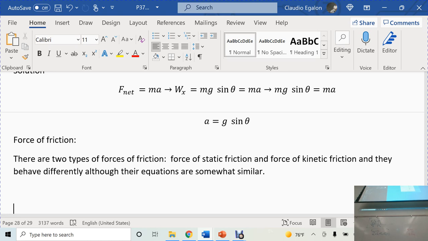So while the object is at rest and I'm applying a force, we have a force of friction that we call the force of static friction. Make sense? While the object is at rest, the force of friction that we have is the force of static friction. When the object starts moving, then it becomes the force of kinetic friction. And those two forces behave somewhat differently.